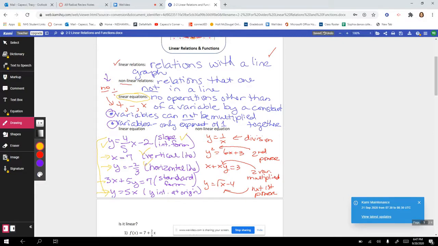Same thing here. y equals 5x. That actually is in slope-intercept form. It just is missing that plus a number. Well, in this case, it's plus 0, right? So the y-intercept is at the origin, and then my slope is 5 over 1.